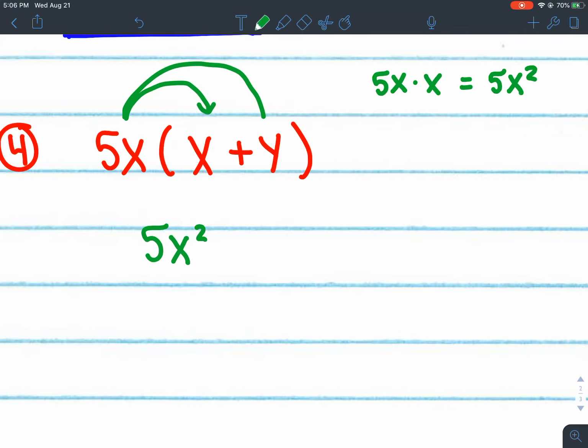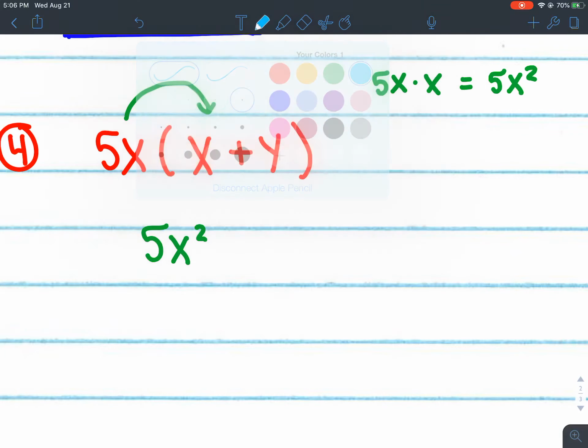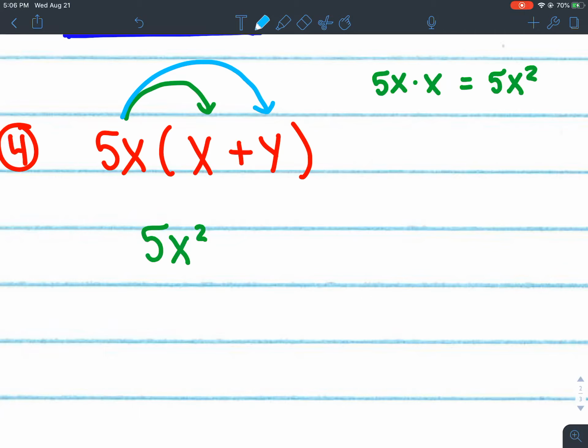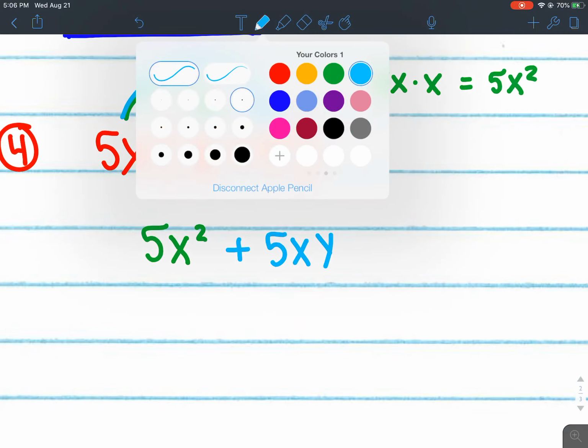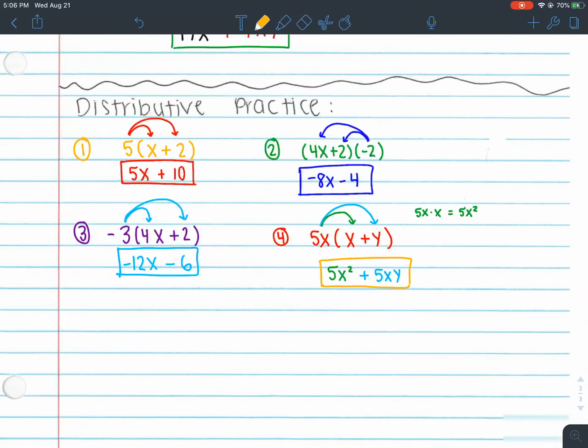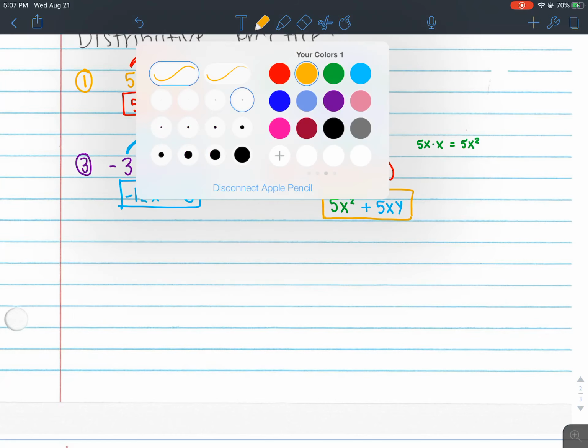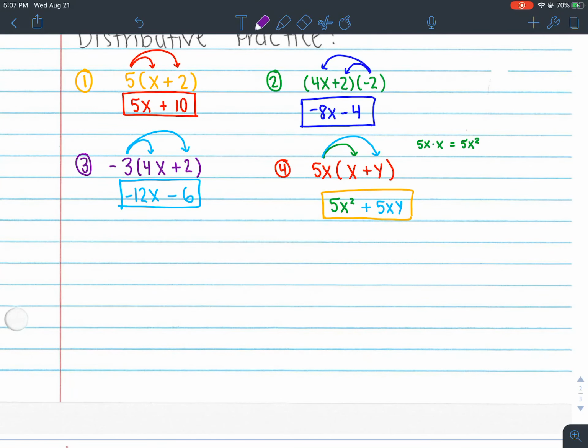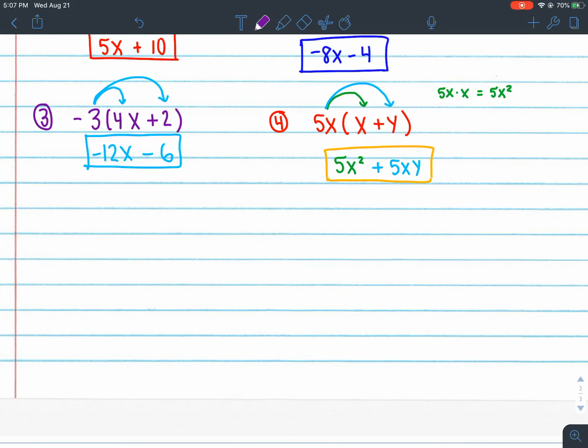5x times y, I'm going to do that in a different color. 5x times y is going to be 5xy. I just multiply all of them together. I can't combine at all. And that's my final answer. Okay? So those are a little bit tricky because there is a variable on the outside, and we'll get some more practice with that in a little bit here. Okay, let's do the next one.